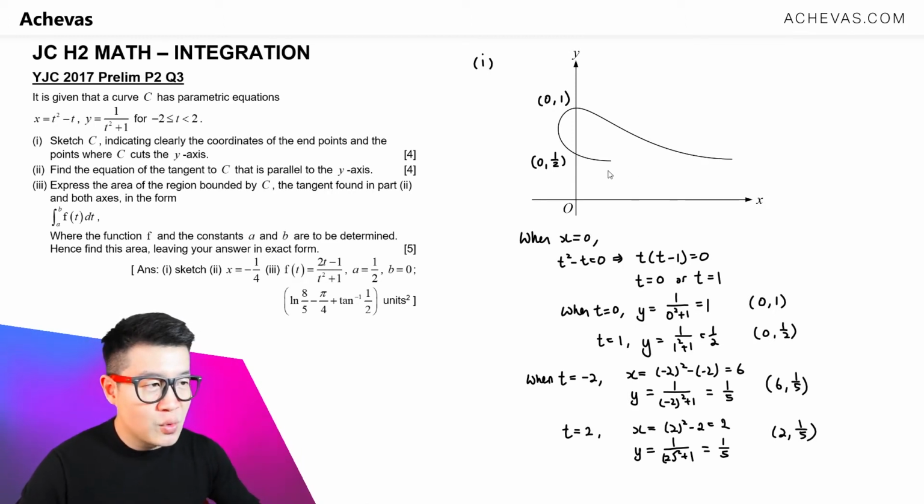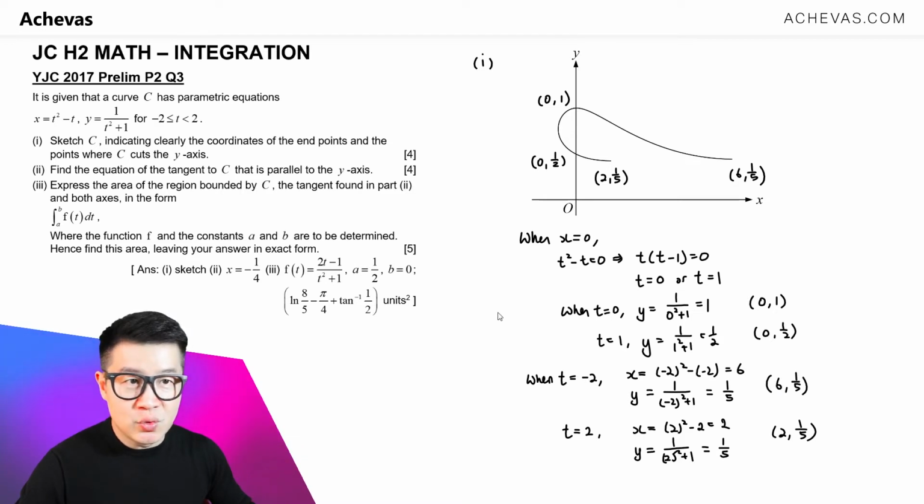So looking at these two points here, this should be (2, 1/5), and this point here should be (6, 1/5). This is obtained when t is equal to minus 2, and t can be equal to minus 2 as part of the domain. So this point here should be a solid dot. As for this, t is equal to 2 in the domain, but t will not be including 2, which means that for this point, (2, 1/5), this point here is going to be a hollow dot.